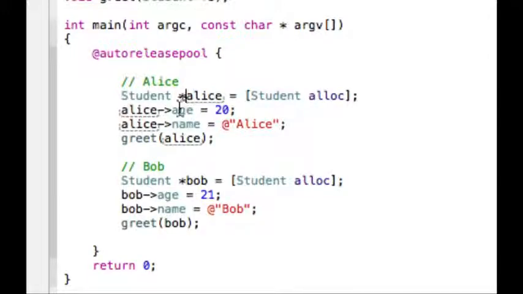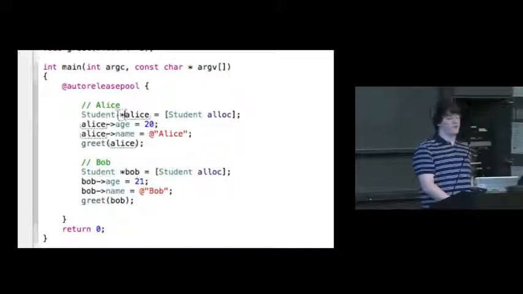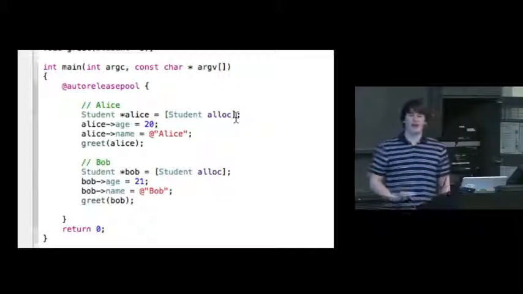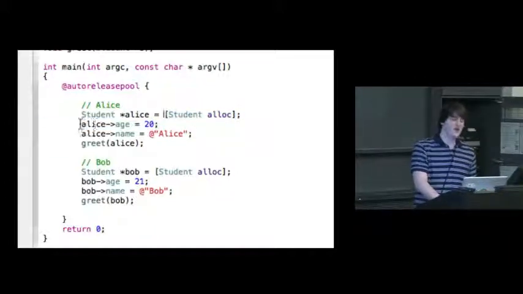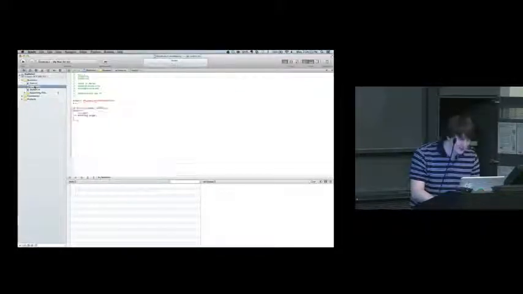Ignore this for a second. So just Student star Alice, we're going to allocate the student. So this is sort of like malloc. We're making room for this student. And then apparently we have some age field and some name field. Let's actually look at it.